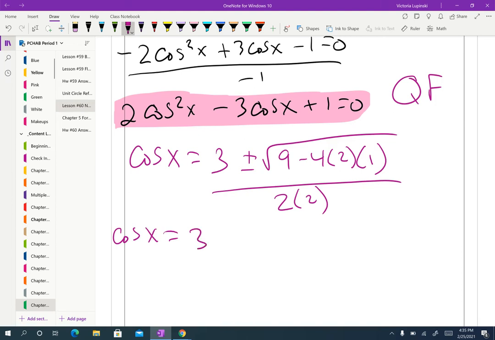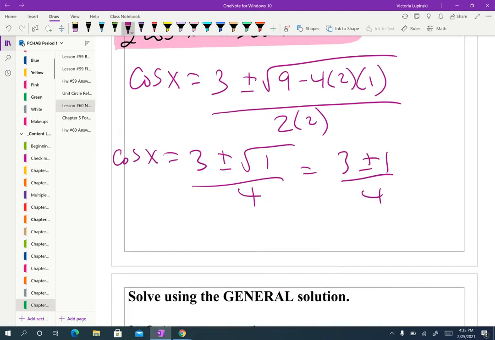So the cosine of x equals 3 plus or minus. Under the radical, you get 9 minus 8, which of course would be 1. So 3 plus or minus 1 over 4. That's going to give you that the cosine of x equals, so 3 plus 1 is 4, divided by 4 is 1. Or 3 minus 1 is 2, divided by 4 is a half. So you're simply going to go ahead and divide it up into the two pieces.